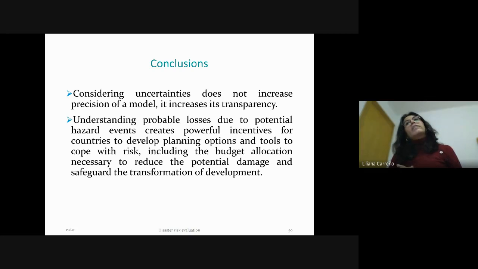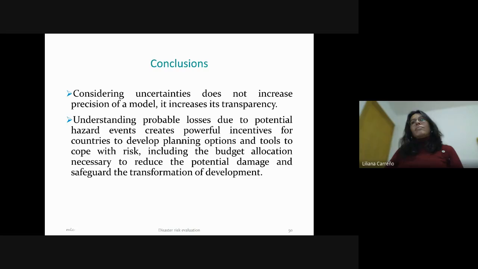And also, understanding probable losses due to potential hazard events creates powerful incentives for countries to develop planning options and tools to cope with risk, including the budget allocation necessary to reduce the potential damage and safeguard the transformation of development.